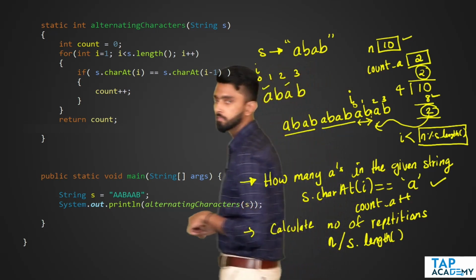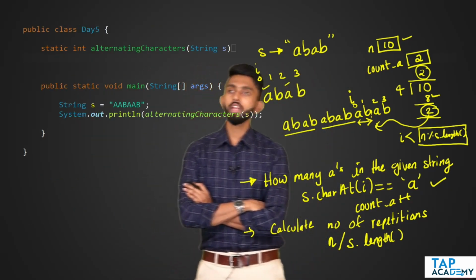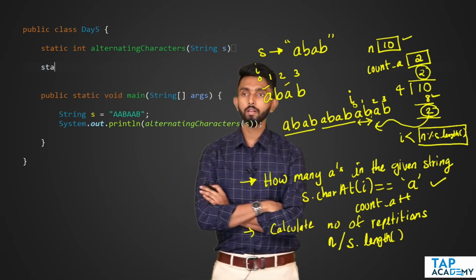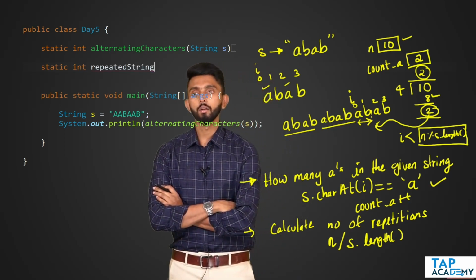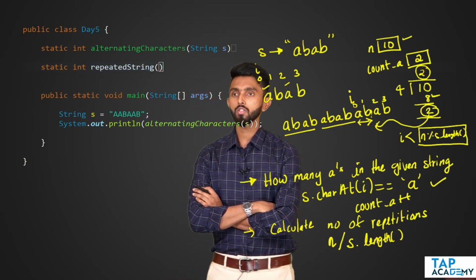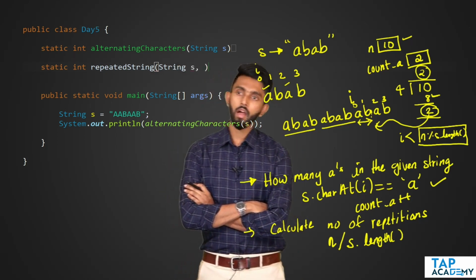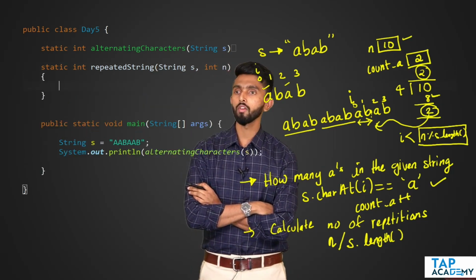Now, here I will change that name. I will call static int repeated string. What it should accept is a string s, and of course, it should take that n value. So, int n. Now, inside that I will go.